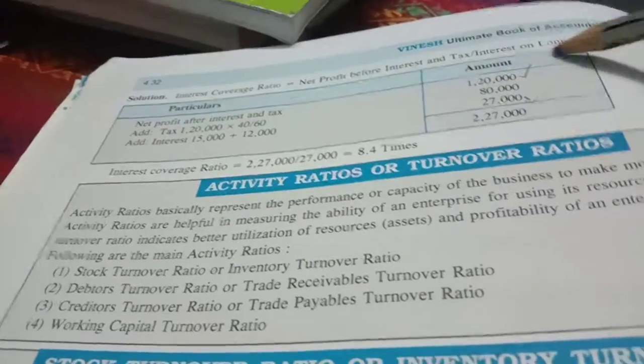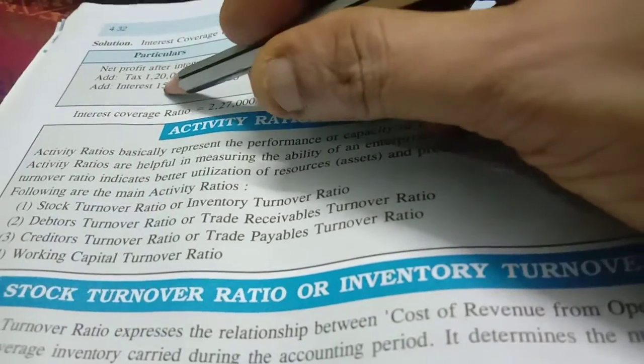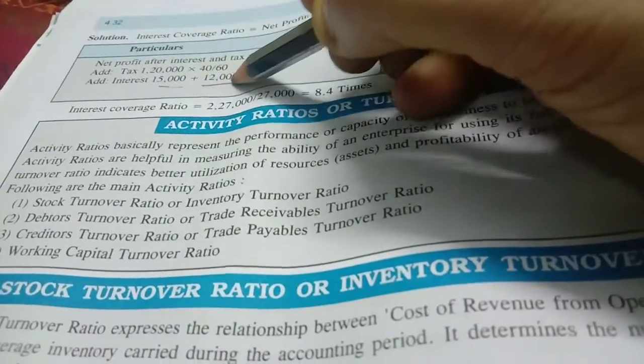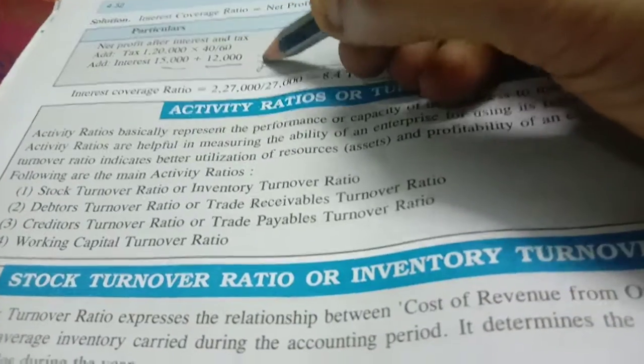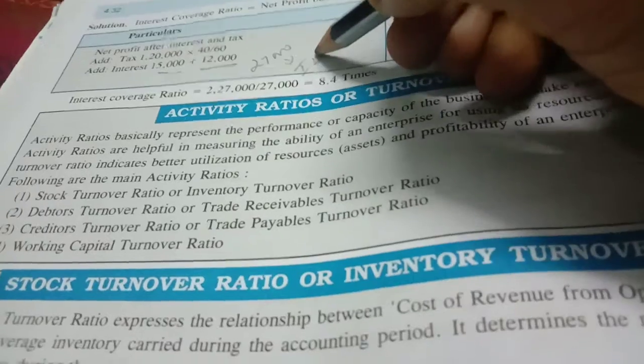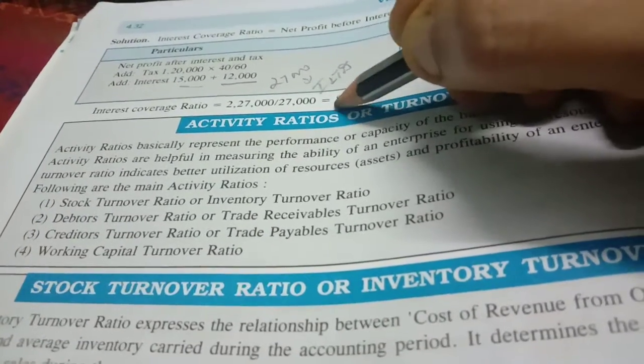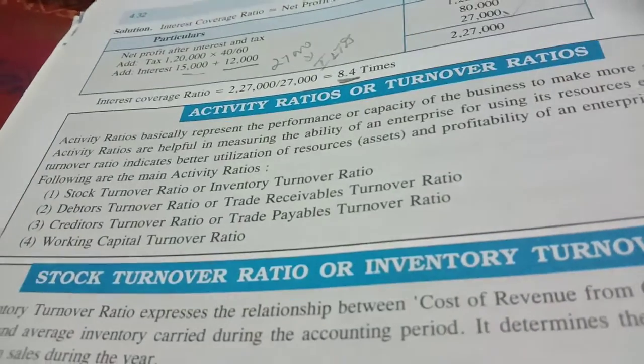So divided by interest on long term debt. What is the amount? Interest 15,000 plus 12,000, that is 27,000 is the interest on long term debt. Okay, so the result will be in number of times, 8.4.